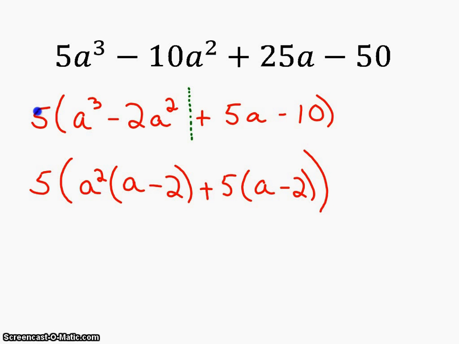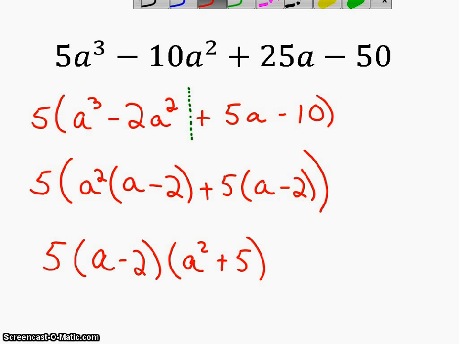Notice what's left in those 2 parentheses, the inner parentheses, is exactly the same. Now that becomes the greatest common factor of those 2 terms separated by that plus sign in the middle. So we'll bring down the 5. Now the a minus 2 comes out front, and what's left is a squared plus 5.